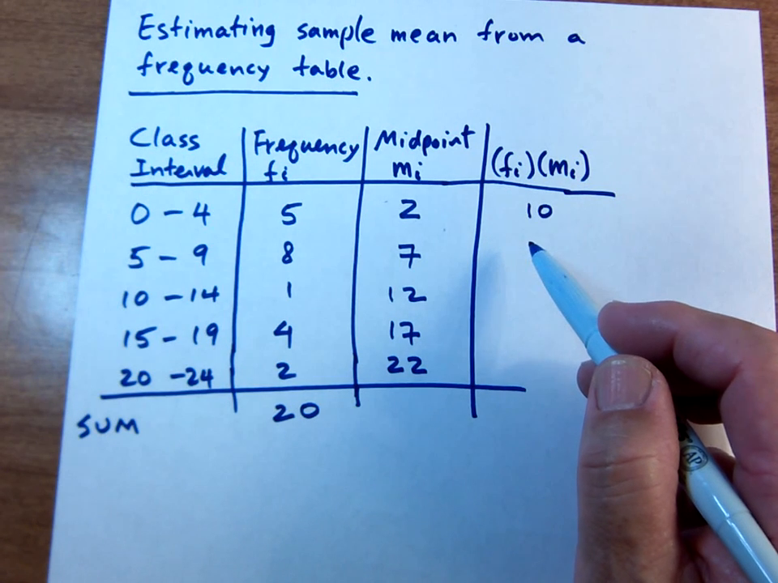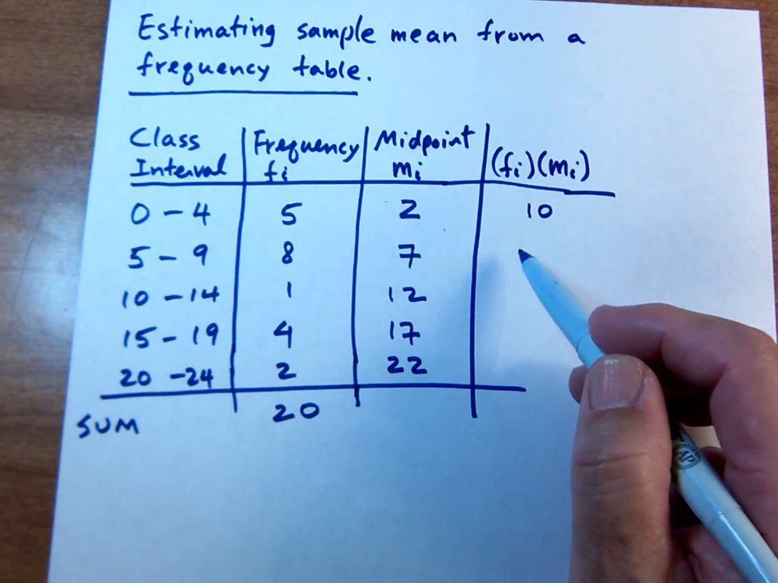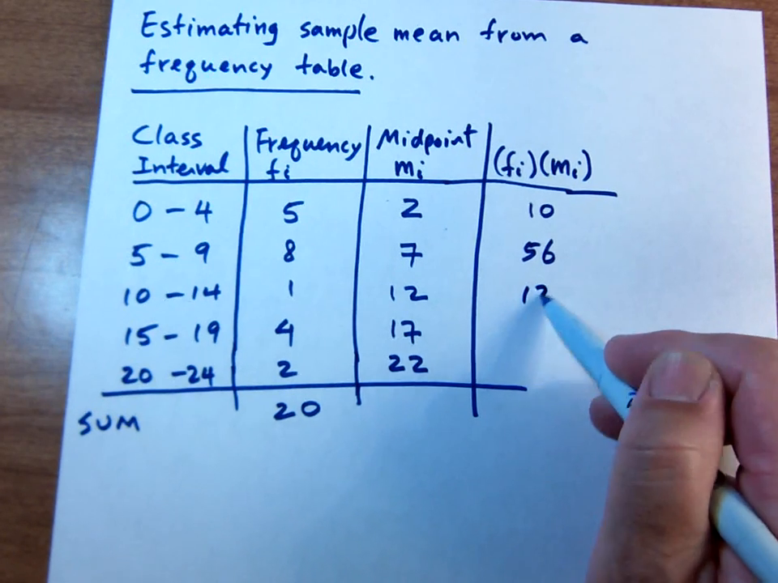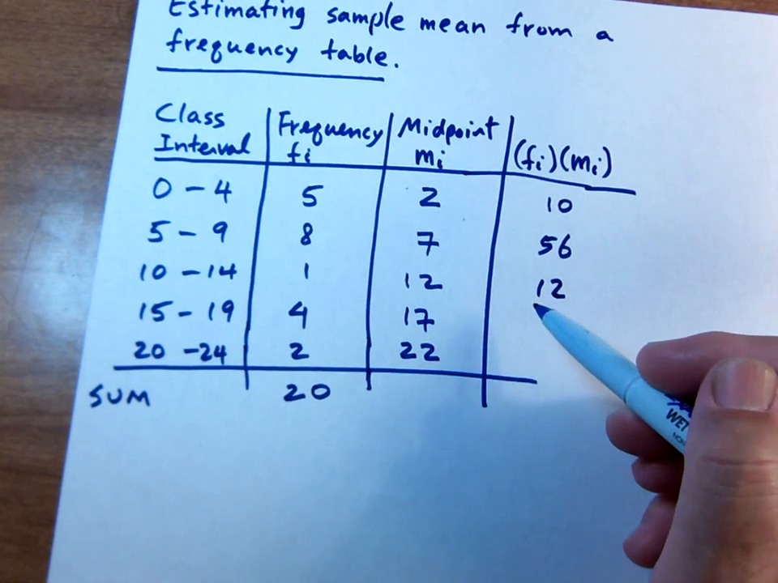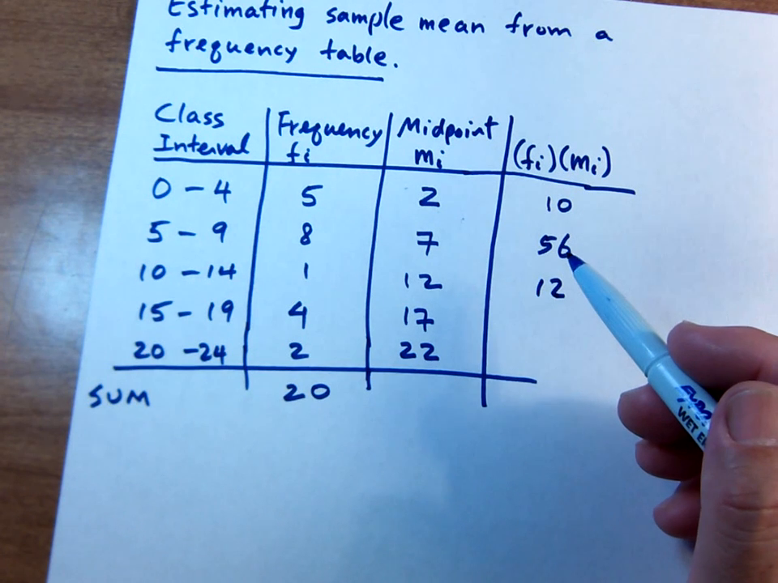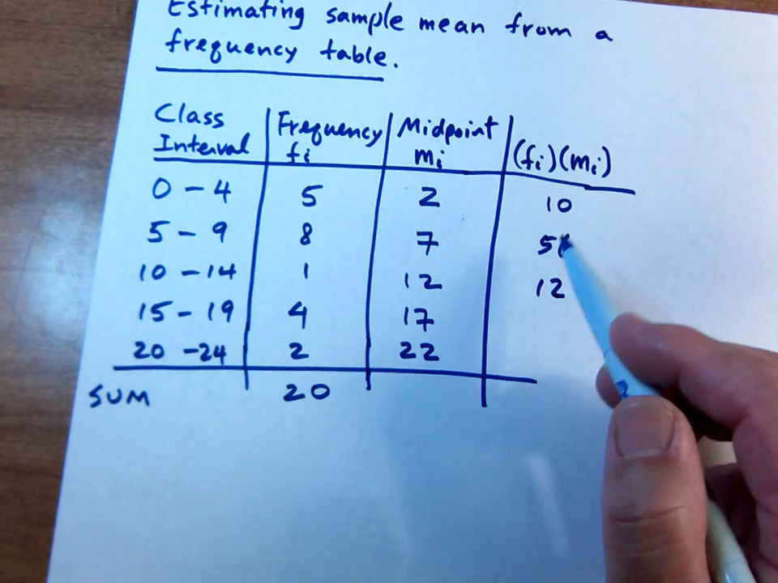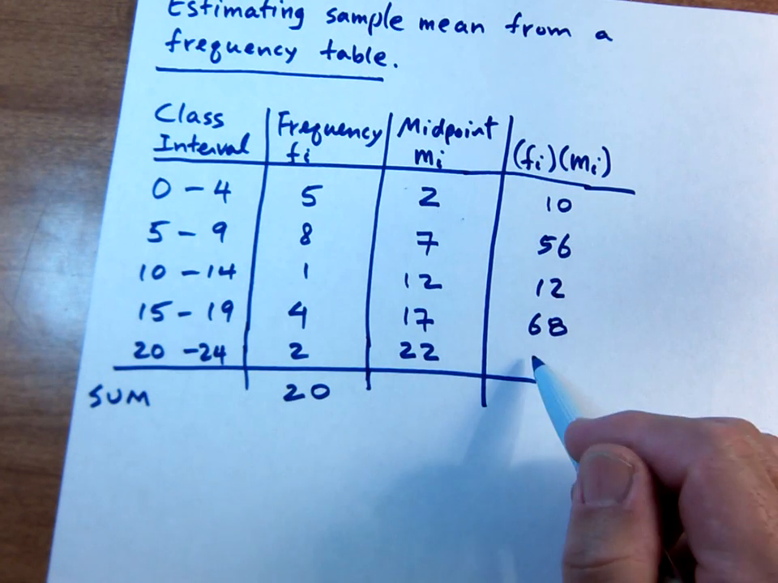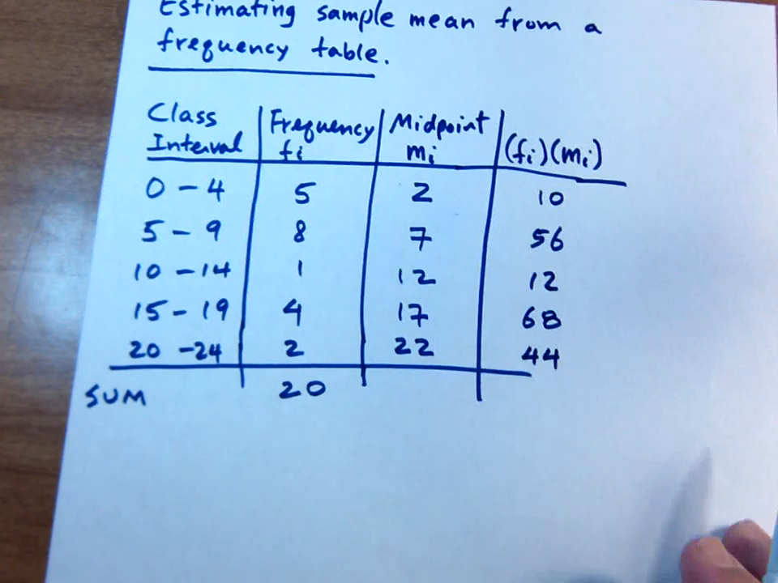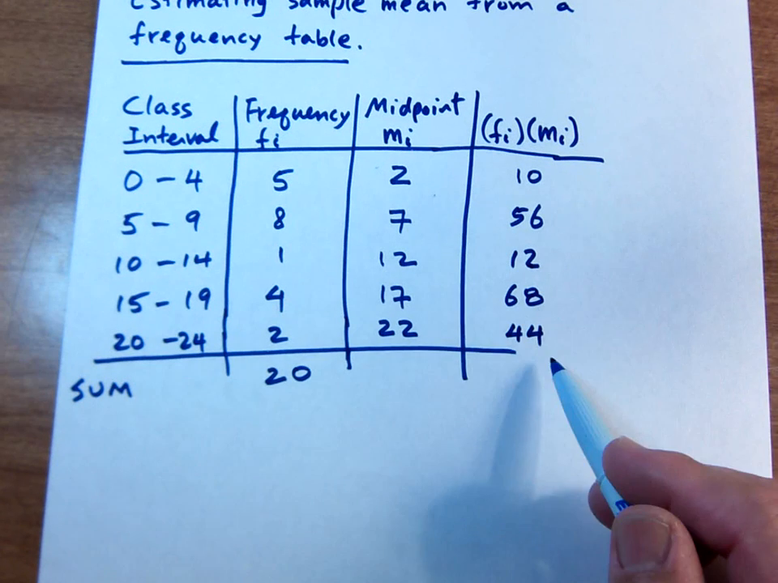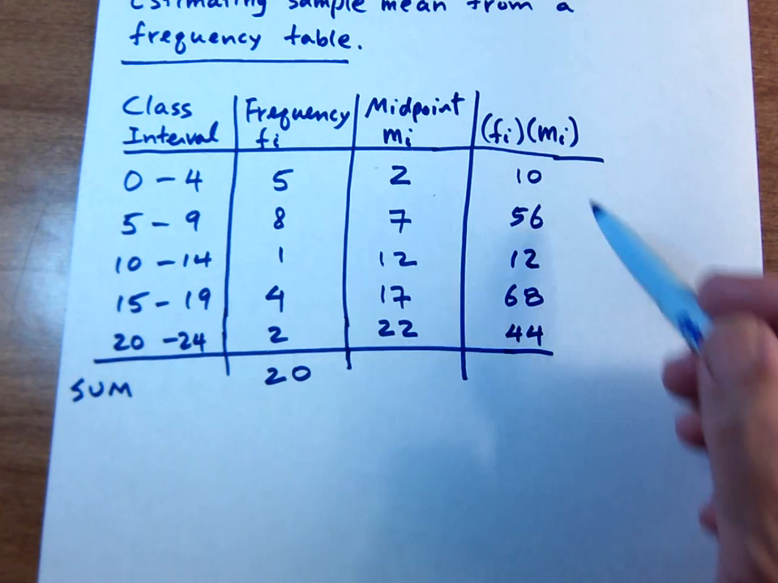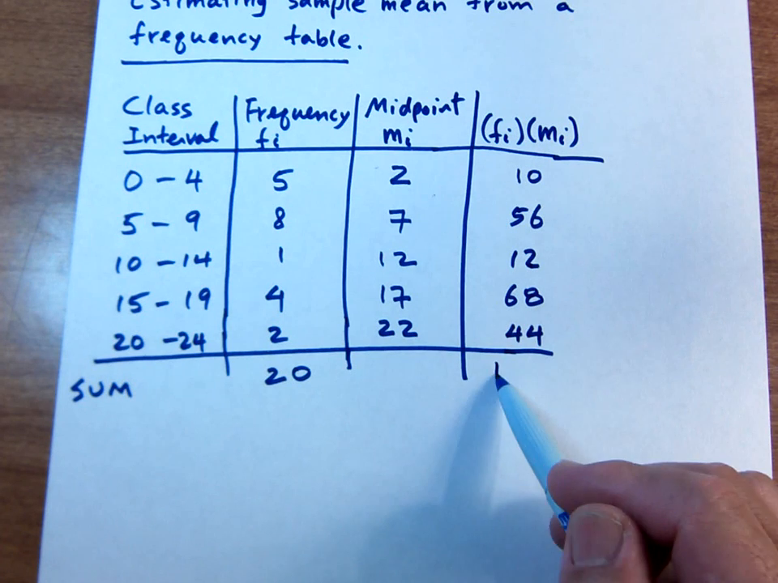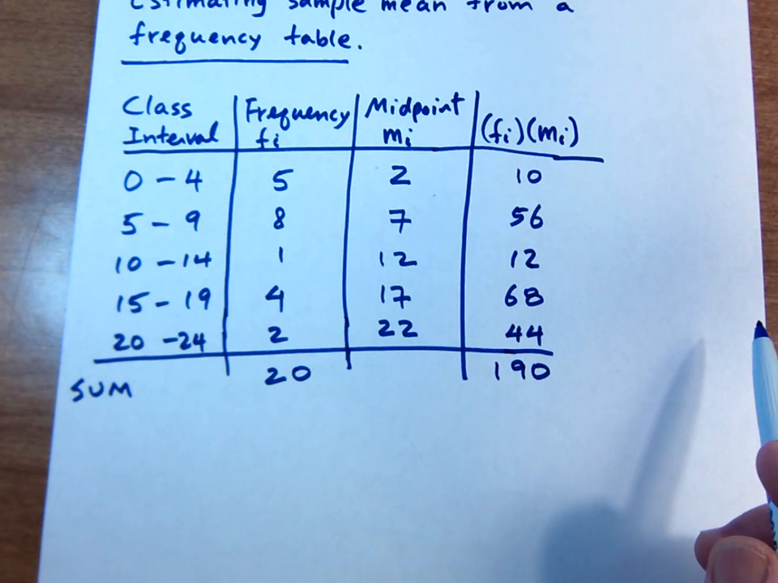So we multiply these two and get 5 times 2 is 10. 8 times 7 is 56. 1 times 12 is 12. 4 times 17 is 68, and 2 times 22 is 44. Here we do need to sum this up. If you add all this up, either using a calculator or using Excel, that should give you 190.